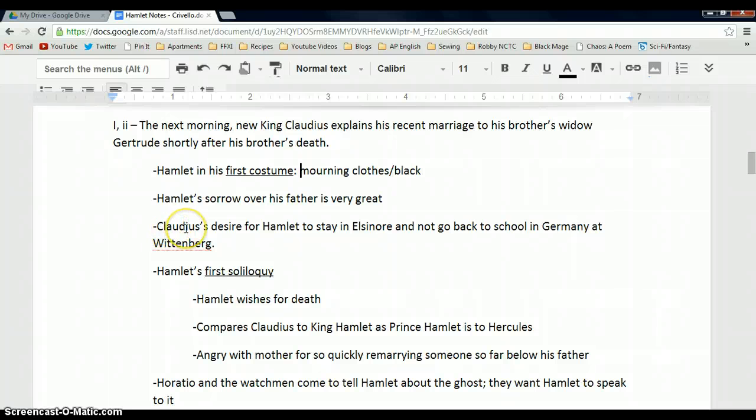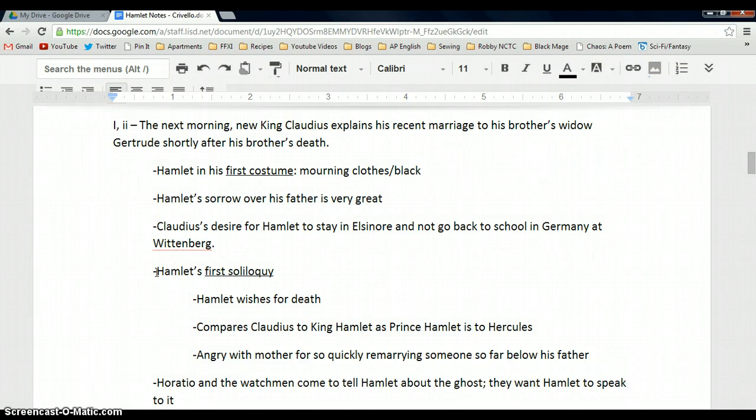And he loved his father. King Hamlet was a great king. And Claudius, the new king, is very weak, and he desires Hamlet to stay in Elsinore and not go back to school in Germany at Wittenberg because of two reasons. Hamlet is the next king in line, and so Hamlet needs to get trained up. And also, Claudius wants to keep an eye on Hamlet. It's just Claudius's nature to be suspicious.